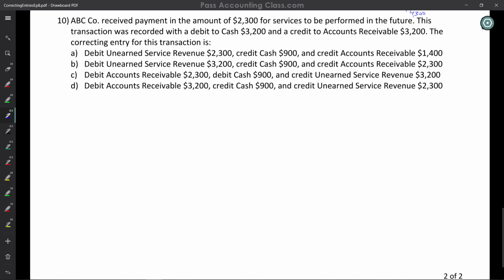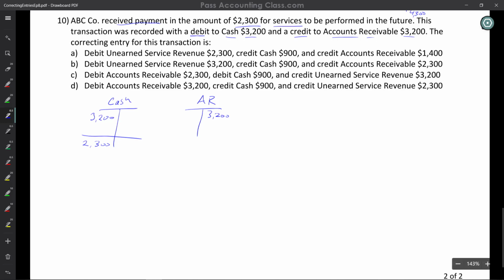So just like on all the other problems, I'm going to do T accounts. So I've got a debit to cash for $3,200. And then I've got a credit to accounts receivable for $3,200. So that's what was actually recorded. And then what actually happened is we received a payment in the amount of $2,300. So our cash should have an ending balance of $2,300. Cash is an asset. We increase the balance of cash by debiting it. So that's why we debit it $2,300.